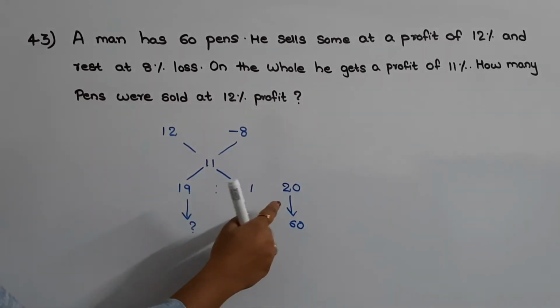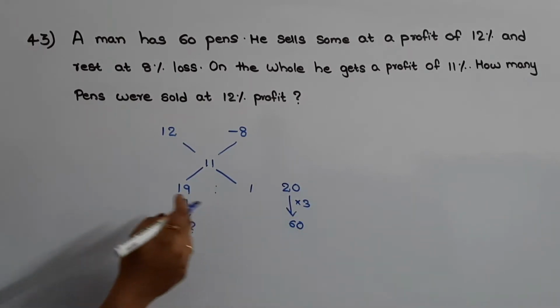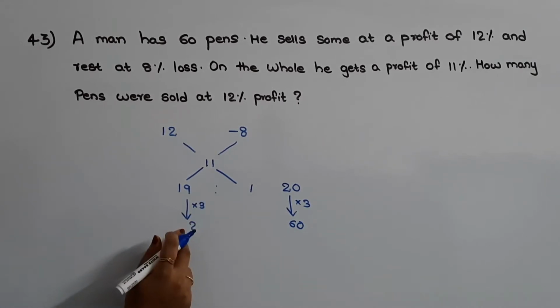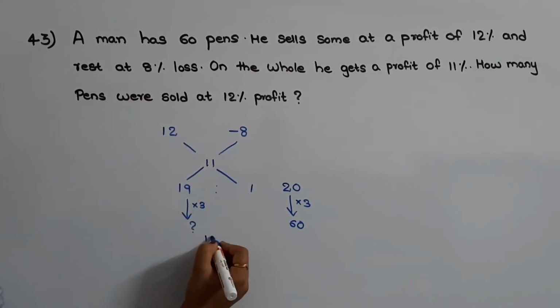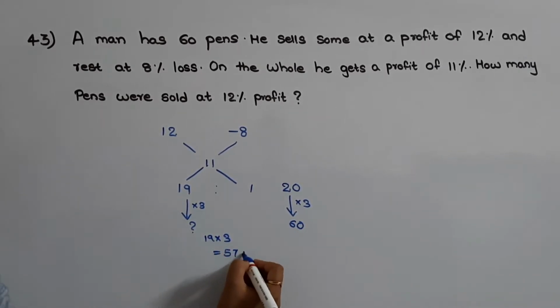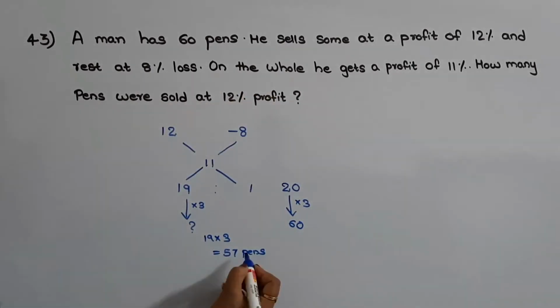So here 20 into 3 is 60. If you multiply this 19 also by 3, you will get this value. So this is equal to 19 into 3, that is equal to 57. So 57 pence were sold at a profit of 12%. So this is the answer.